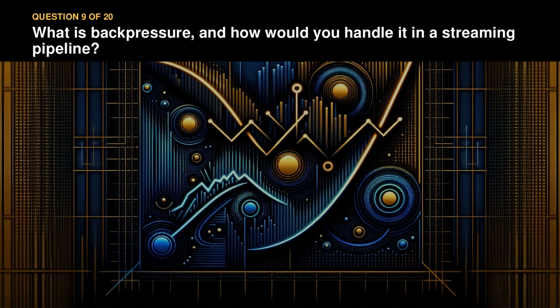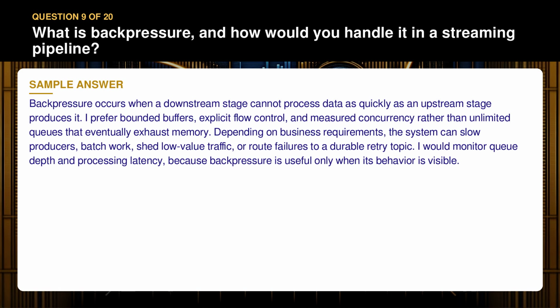Question 9. What is backpressure, and how would you handle it in a streaming pipeline? Backpressure occurs when a downstream stage cannot process data as quickly as an upstream stage produces it. I prefer bounded buffers, explicit flow control, and measured concurrency rather than unlimited queues that eventually exhaust memory. Depending on business requirements, the system can slow producers, batch work, shed low-value traffic, or route failures to a durable retry topic. I would monitor queue depth and processing latency, because backpressure is useful only when its behavior is visible.